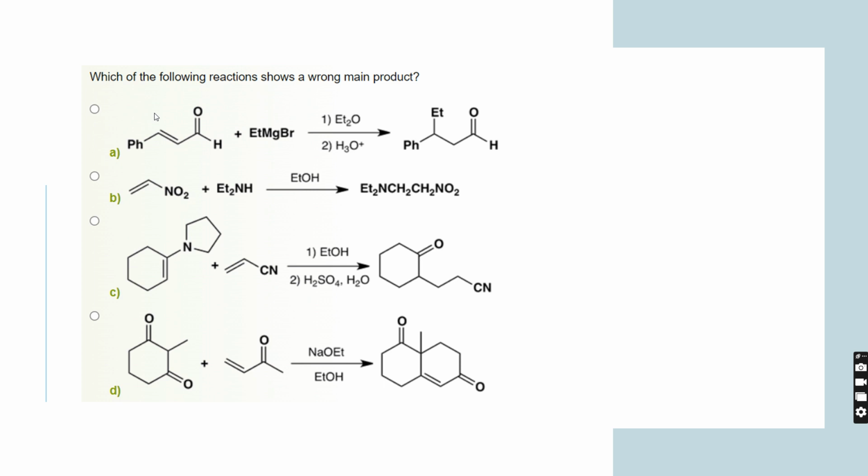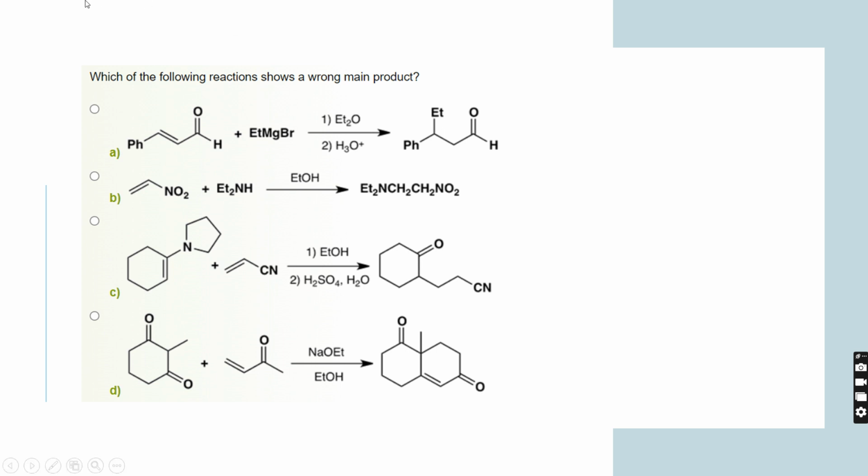So lastly, we have 4 sets of reactions, and you have to choose one option from here which is not showing you the correct main product. Okay, 4 reactions are given. Which of the following reactions shows a wrong main product? So to choose the wrong main product, let us go through the reactions one by one, and we are going to discuss the mechanism that these reactions are going to follow.